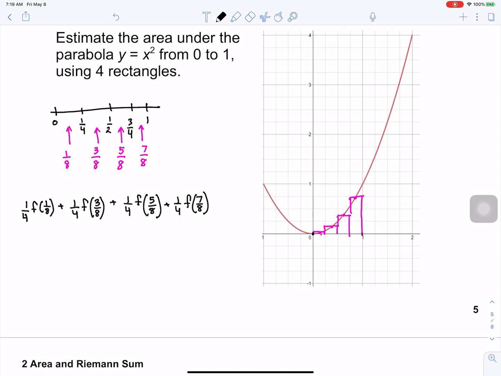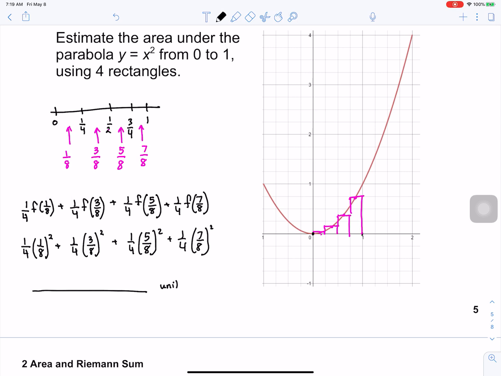Okay, we take our function value and sub it in. My function is x squared, so this would be 1/4 times 1/8 squared, plus 1/4 times 3/8 squared, plus 1/4 times 5/8 squared, plus 1/4 times 7/8 squared. And again, you would just put this into your calculator, and that would be my answer for the approximation for the area under the curve from 0 to 1 of x squared dx. So these are just approximations. Again, the more rectangles you take, the closer you're going to get to the real answer.